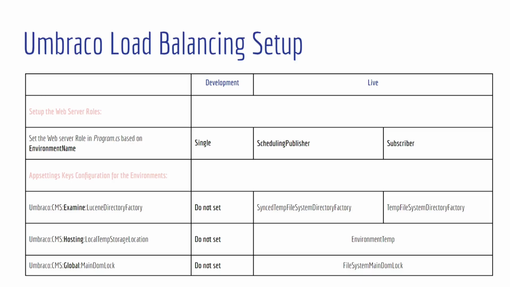Next, we'll configure a few app settings keys for the environments. For development, we don't need to set up anything special, but for the front end and back office, there are a few required settings we'll need to define. I won't go too deep into the explanations for each step here, but you're more than welcome to check out the Umbraco documentation or explore the load balancing and Azure training course to learn more.